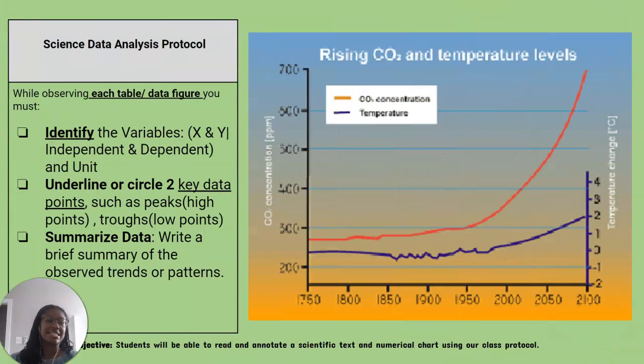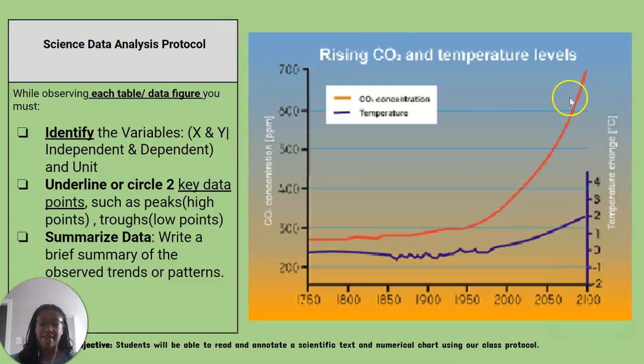Finally, we get to the science data analysis protocol. So reading is more than just reading text. We also want to look at graphs. So we have a new protocol for that, and this one's 3 steps as well. The first thing is you need to identify the variables. The x-axis, which is going to be the independent variable, and the y-axis. So in this case, it would be the years for the x-axis, and for the y, it is the CO2 concentration. Then we need to underline or circle 2 key points, such as highs in our data, or lows.